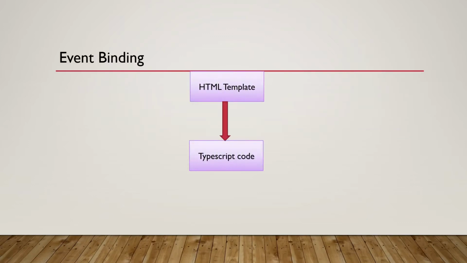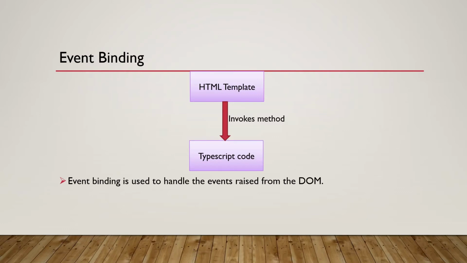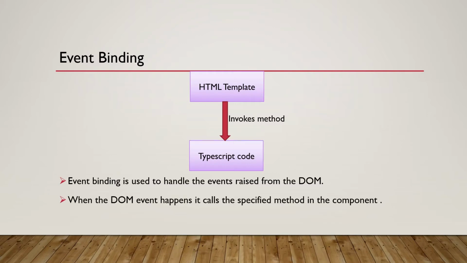Event binding is also a one-way data binding technique. But in this case, data flows from HTML template to TypeScript code. It is used to handle the events raised from the DOM. When a specific DOM event happens, for example click, change, key up, it will call the respective specified methods in the component. For example, the change title method from the component is called when the button is clicked.